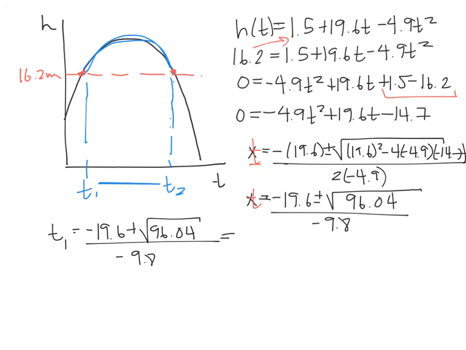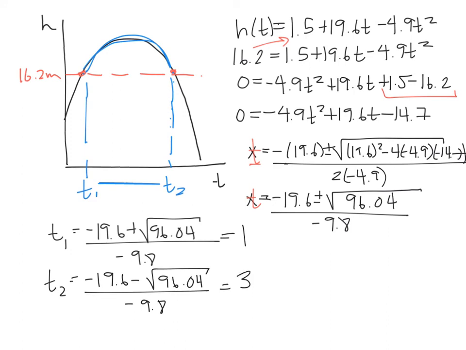And that's going to be 1. It works out to such a lovely number. Maybe our t2 is going to work out to the same. So we have t2 is equal to negative 19.6 minus the square root of 96.04 all over negative 9.8. And that's going to equal 3. So this was factorable. Okay, so we have our two t's. Our first t is 1, so I'm going to add it in here, 1 second. And our second t is 3 seconds.